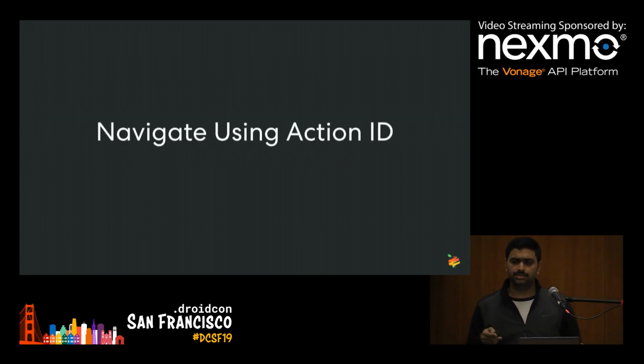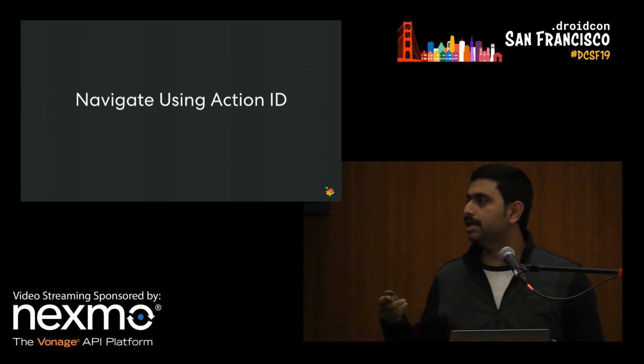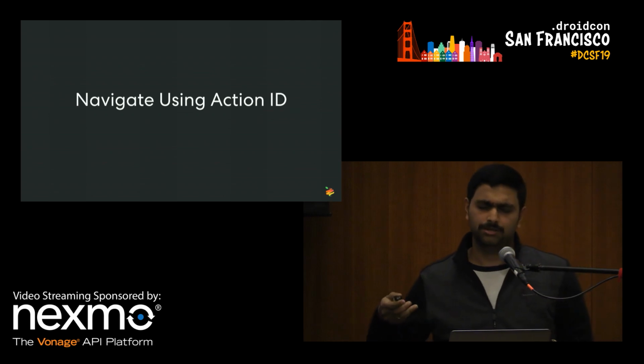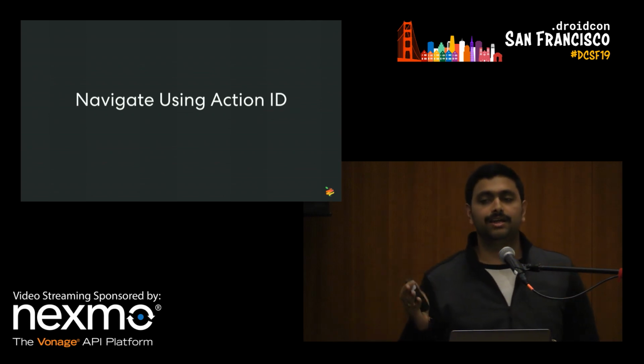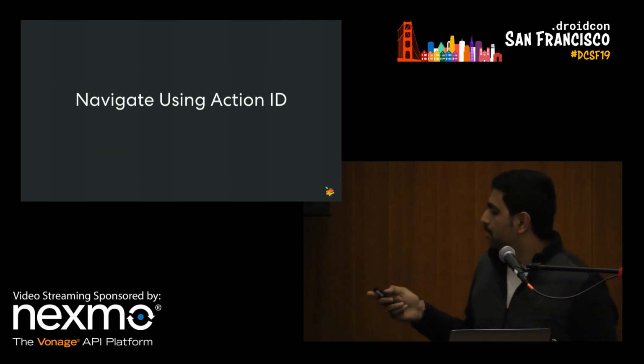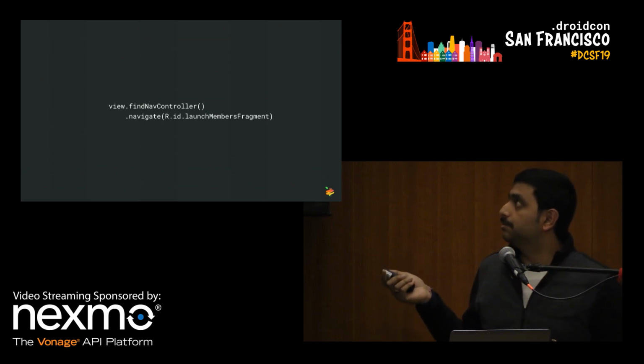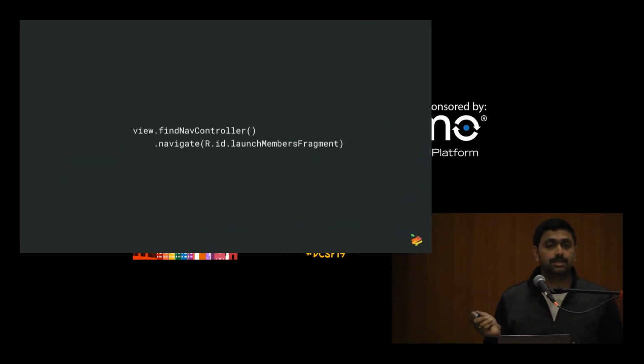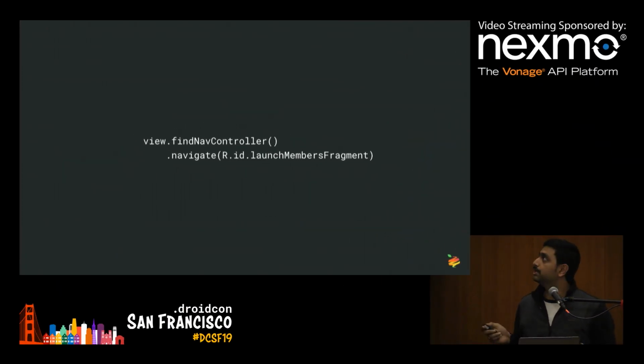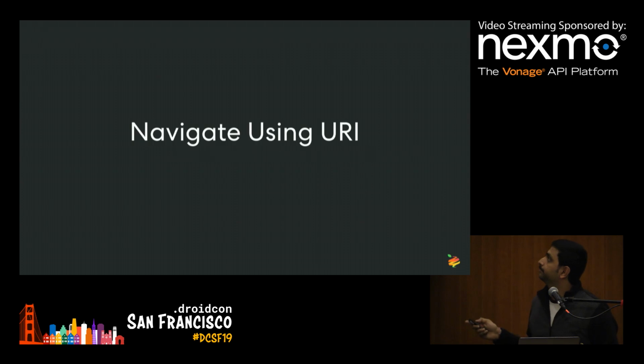As I said, navigating through a destination is not that great because you cannot add a lot of metadata to it. Actions have a lot of metadata like backstack behavior, and animations and all this stuff. And that's the reason you can just replace the destination ID with an action ID, and that's about it. So you can just say navController.navigate with an action ID, and that's it, right?